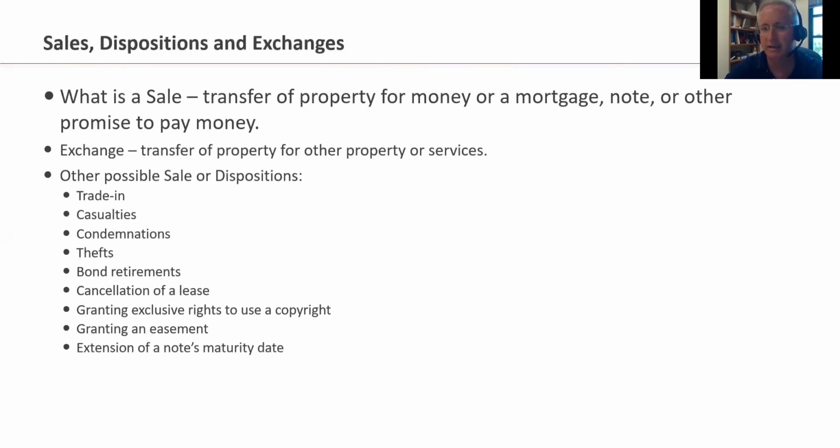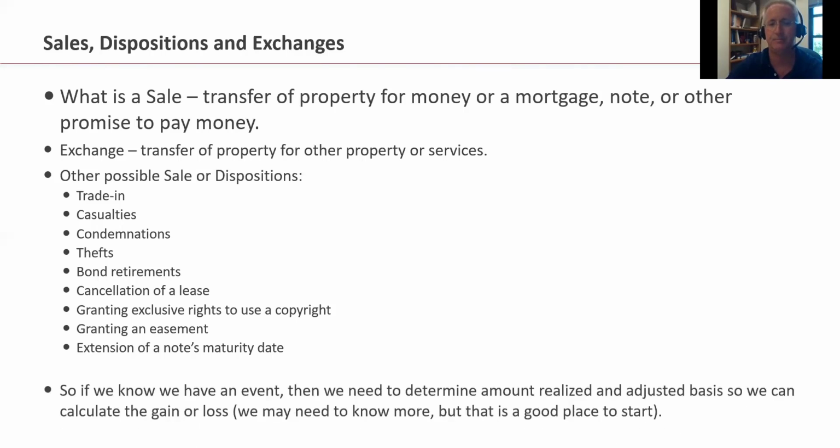Other things that we have different names for that meet the definition of a sale, exchange, or disposition: a trade-in, a casualty, a condemnation, a theft, when bonds are retired, when a lease is canceled, granting exclusive rights, that's important, exclusive rights to use a copyright. If we grant an easement or we extend a note's maturity date, those all represent sale, exchange, or disposition transactions, which means that we ought to be thinking amount realized, adjusted basis, realized gain or loss.